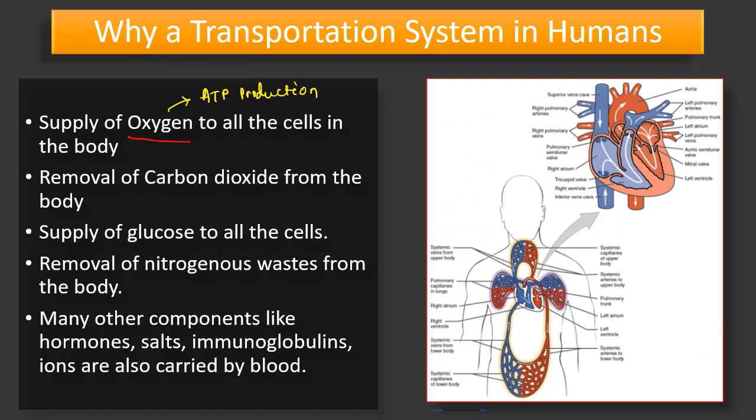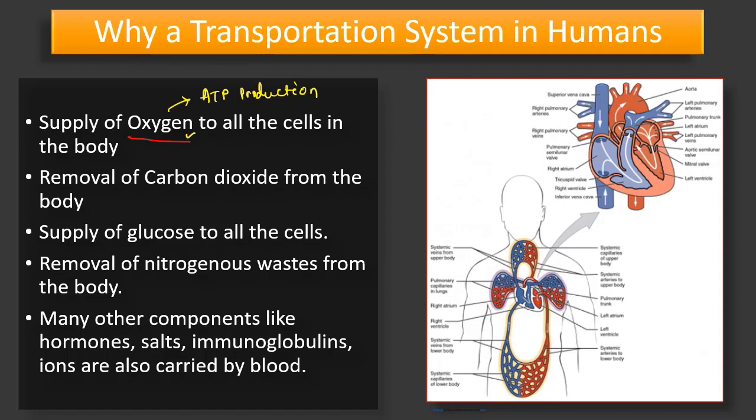So every cell produces ATP, or adenosine triphosphate, and for that they require oxygen, and this transportation system is going to provide that oxygen to each and every cell in the body, so that every cell can produce its own ATP or energy.